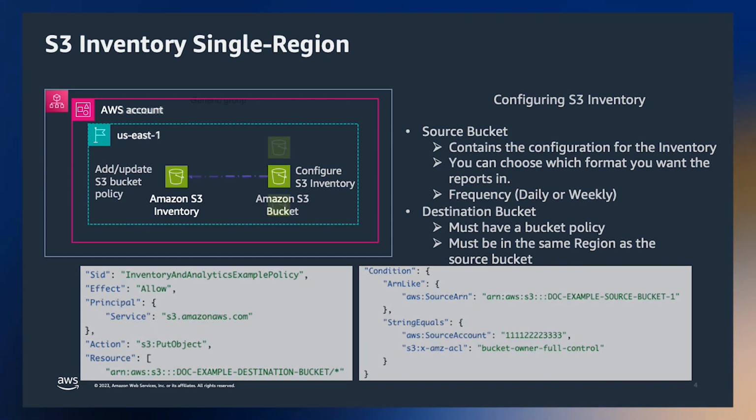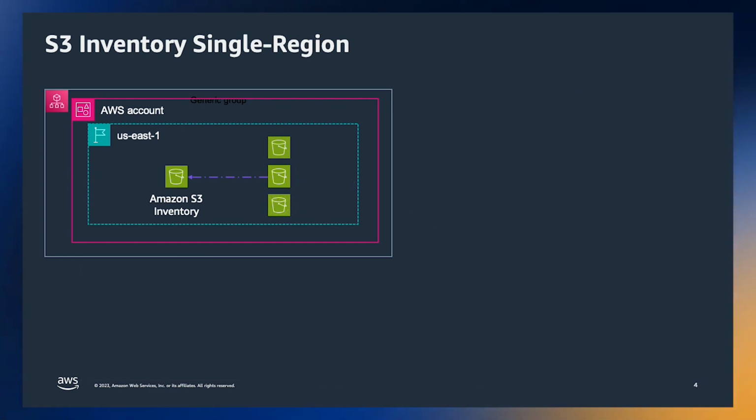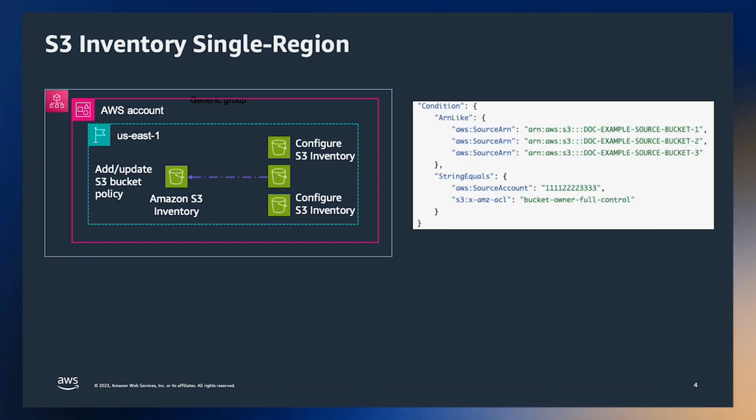Sure. So if you have more than one bucket in your region, or if you add a new bucket, you have to configure S3 inventory on those source buckets, then add or update your bucket policy so that when reports are generated from the source bucket, they can be delivered to the destination bucket. Got it. So any time a new bucket comes in, they have to do these two steps: configure the S3 inventory and update the S3 bucket policy.